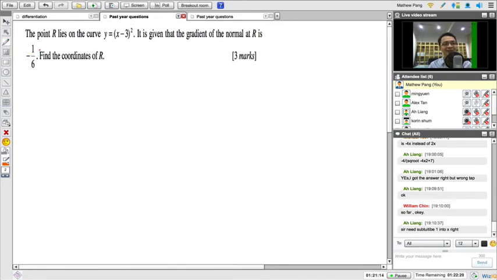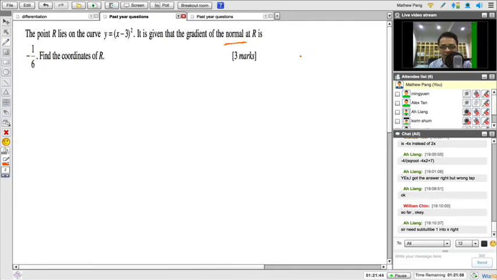Alright, okay, this is something related to paper 2. So, need to substitute 1 into x, right? What do you mean by substitute 1 into x? Okay, for Aliang, I'm going to reply to you later. We have a look at this question first. Because this question is quite important because it's highly related to paper 2, because you see the word normal.